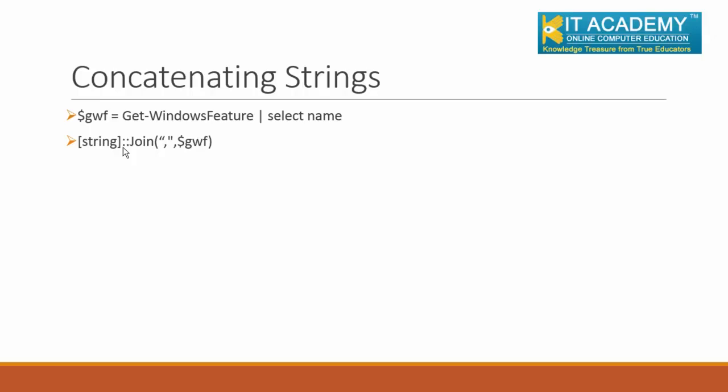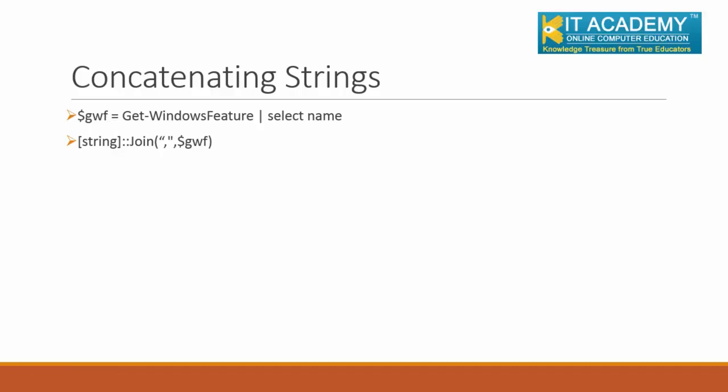In this lecture, I'm going to explain how we can concatenate strings or build strings in PowerShell scripting. For example, you can see I'm using my cmdlet Get-WindowsFeature. I'm pipelining the output of Get-WindowsFeature to the next cmdlet, which selects just the name out of the Windows feature results. So all the feature names will be inside a variable called GWF.